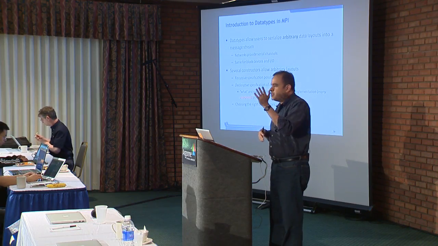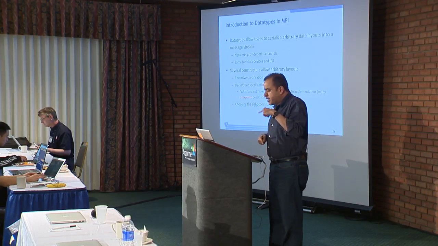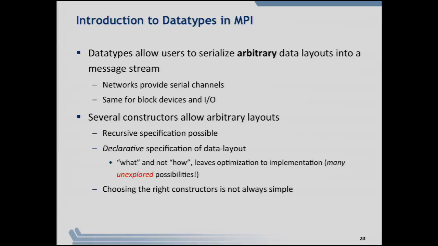Typically, in most programs, you would just have the basic data type. So if you're sending floating point numbers, you'd call it MPI float, or if it's integer, it'll be MPI int in C. But the concept of data types is quite powerful in MPI because it allows you to create what are known as derived data types, which can describe any arbitrary memory layout, typically a non-contiguous memory layout, and send that with a single MPI function.